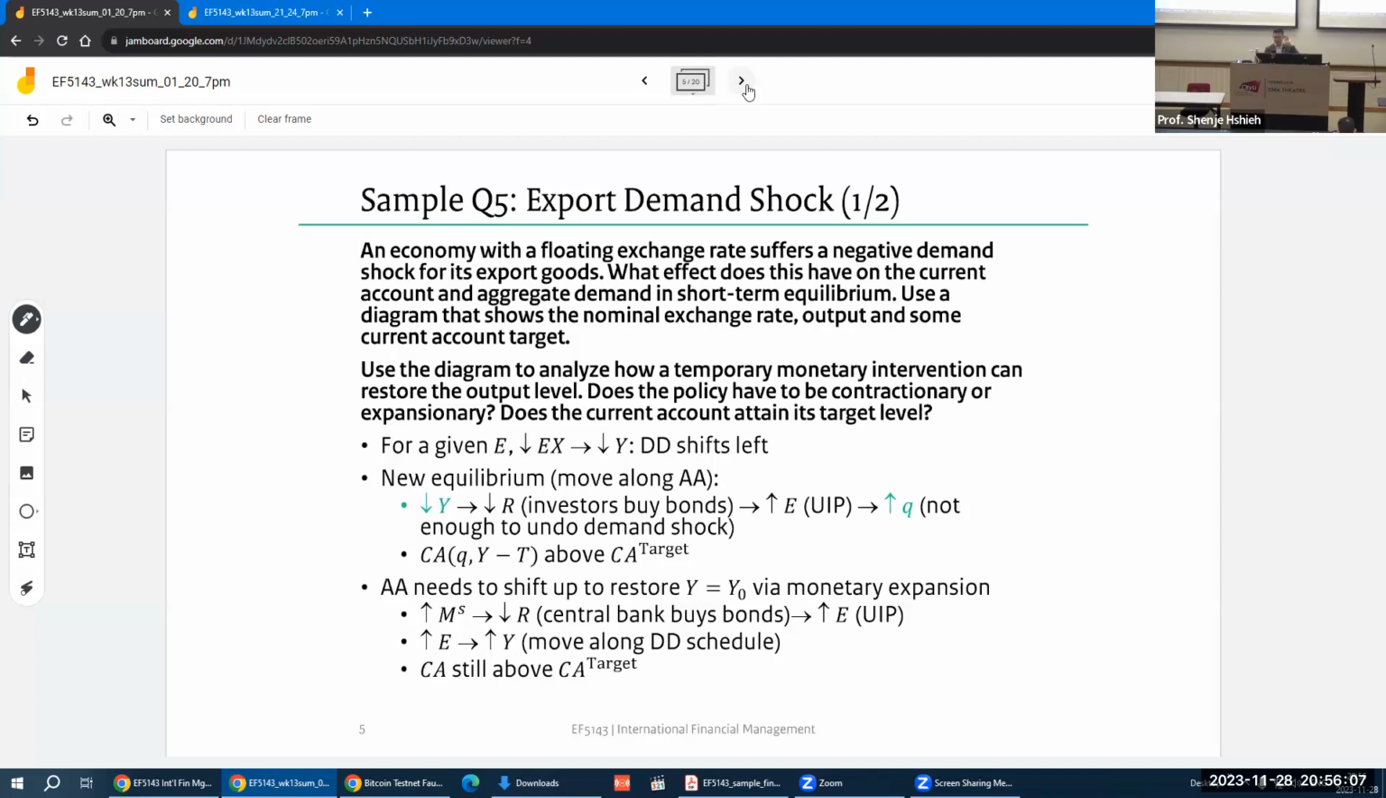Use the diagram to analyze how a temporary monetary policy intervention can restore the output level. Does the policy have to be contractionary or expansionary? Does the current account attain its target level? So everything else is just visual. Once you have the graph, it should be quite easy. All right, so let's think about what changes.